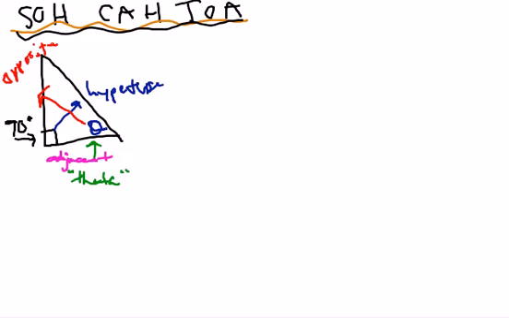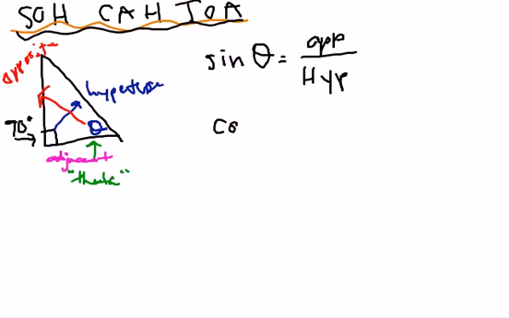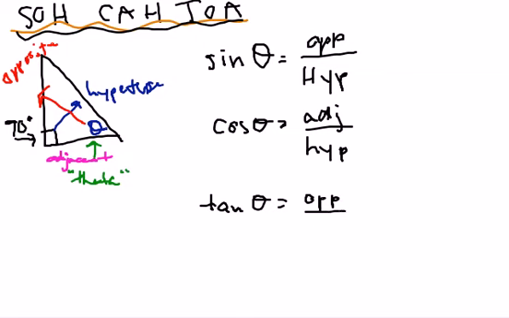So hopefully you know what SOH CAH TOA stands for. SOH is short for sine of theta is equal to the opposite over the hypotenuse. CAH is short for cosine of theta is equal to the adjacent over the hypotenuse. And TOA is short for tan of theta is equal to the opposite over the adjacent.